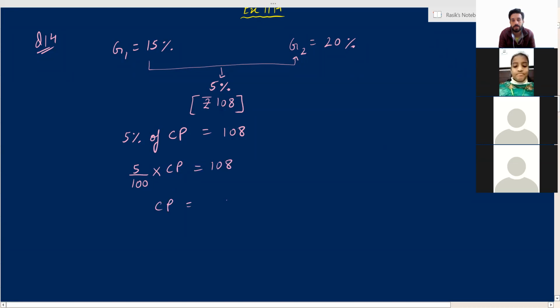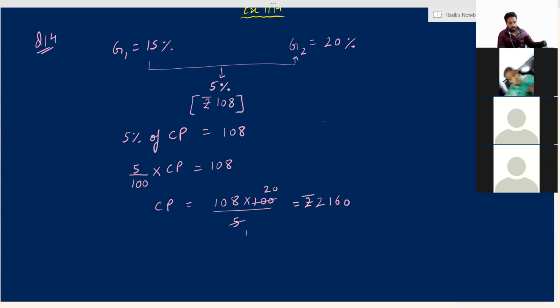Yes. So CP is equal to 108 into 100 upon 5. So when you simplify, 20 into 108, you get 2160 rupees. Answer. This is the cost price. This is what the question asked: what is its cost price? Clear? Yes, sir. So please wait for 60 seconds and I'll complete the question.